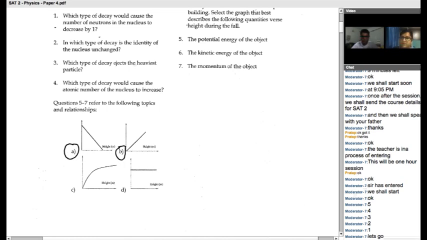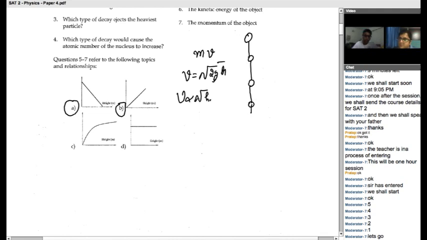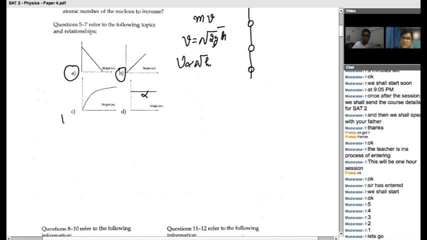Correct. Seventh one you are saying D. See, as the object falls, its velocity keeps on increasing. Accordingly the momentum will increase, because momentum is m into v. Now velocity v is square root of 2gh, which means v is proportional to root h. This is not a diagram of v proportional to root h. The corresponding figure which represents v proportional to root h is this.